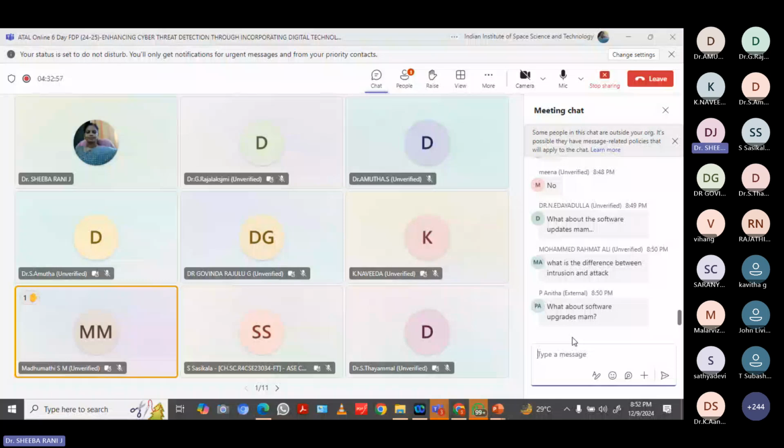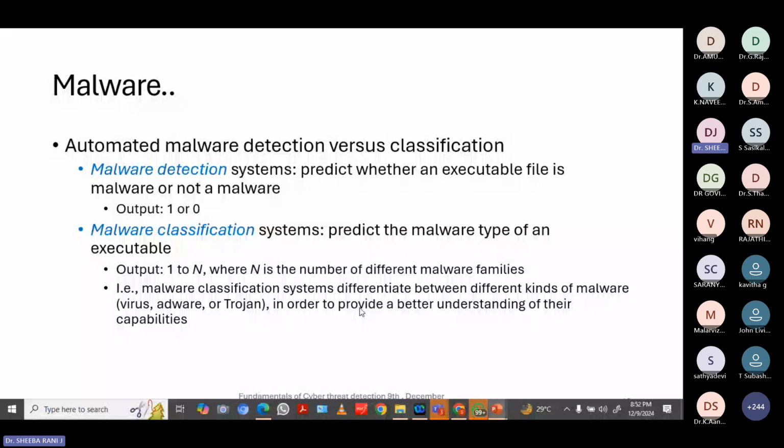Okay, we can go on. Good that you have interacted, right? So automated malware detection versus classification. The depth of the security threat is based on what type of malware is there. That's why before detection and after detection, there is a need to go for malware classification. It's not only for malware, it is also for other threats, right?